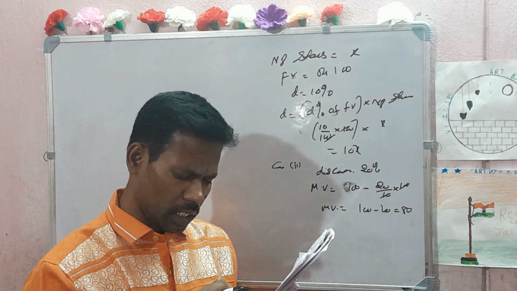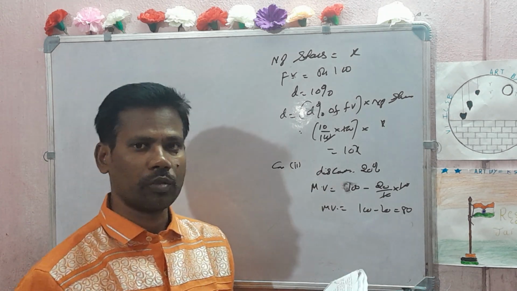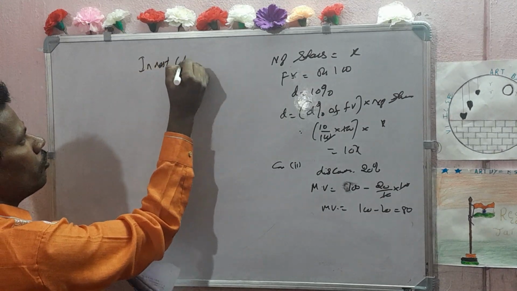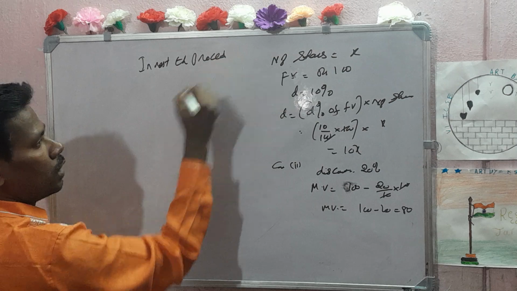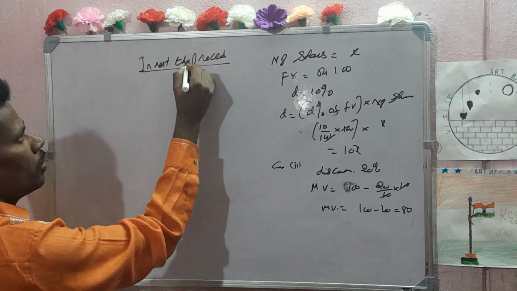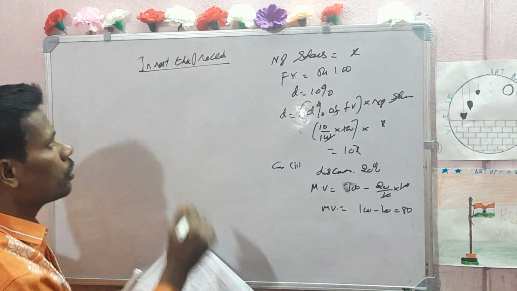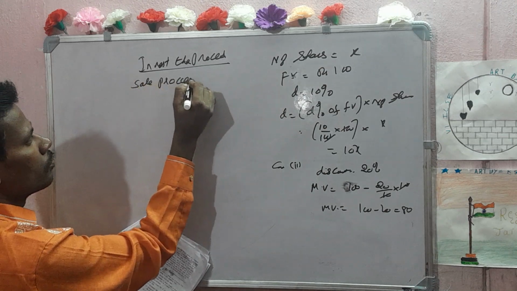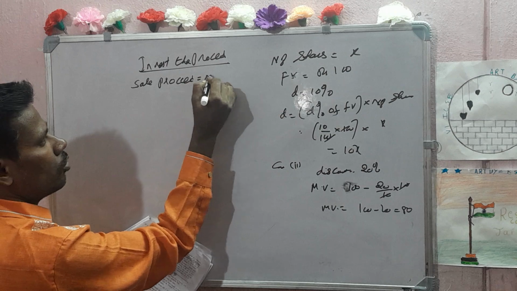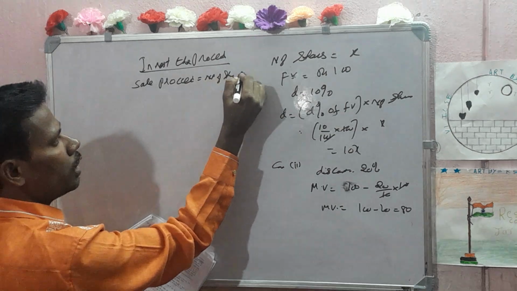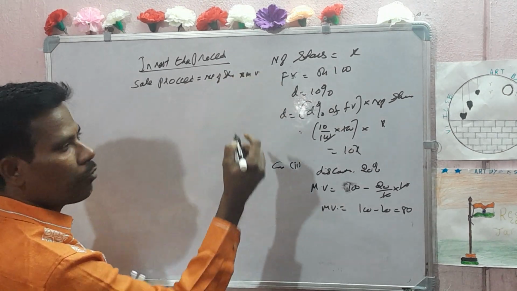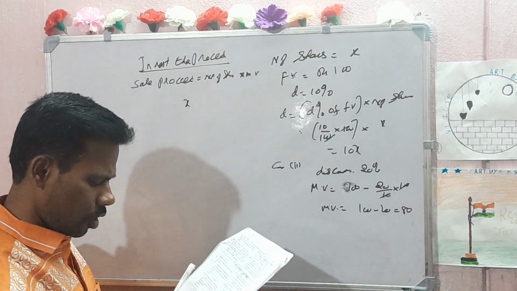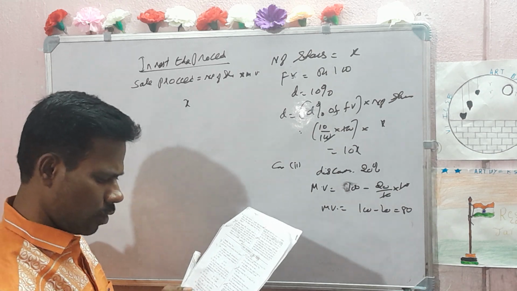He sells a certain number of shares at a discount and invests the proceed. Again, invest the proceed. Underline that word. Already I am saying. Invest the proceed. Very important word. Invest the proceed means, what is the meaning of this? Sale proceed. Sale proceed is equal to number of shares into market value. Number of shares we already took X. Right? Now market price is how much? Just now we calculated, no?